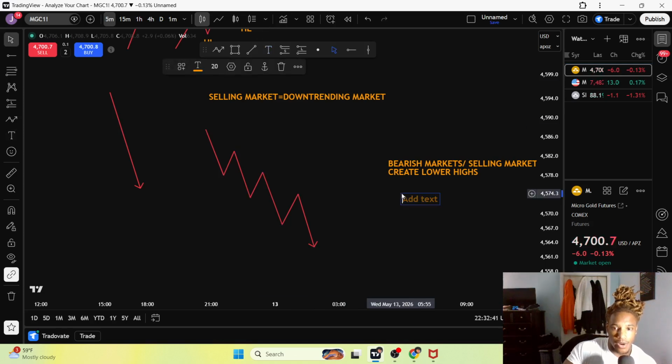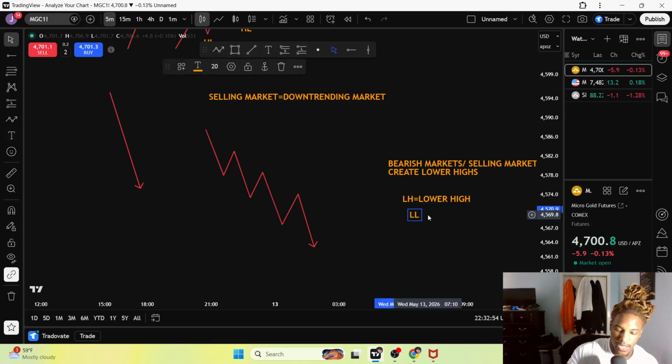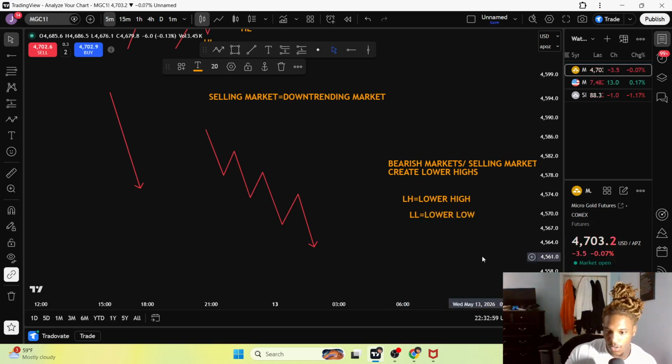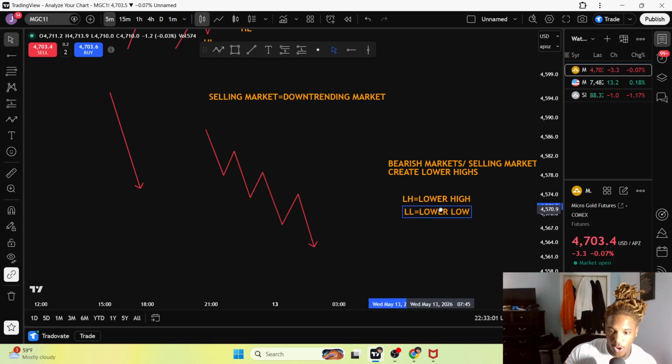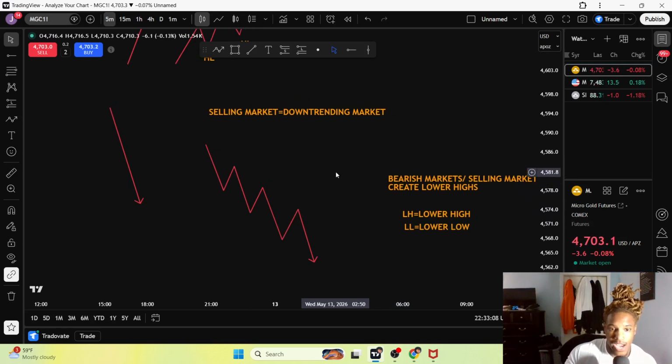So let me just mark it out for you guys as well too. LH equals lower high. Boom. And LL equals lower low, right? I hope you guys are following. I hope you guys are understanding so far. I'm trying my best. I'm usually really bad at explaining things, but this is something that I'm really passionate about. So please pause this video and go back and turn on captions, whatever you need to do.